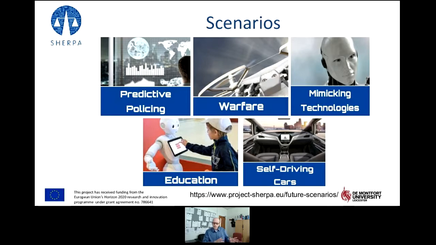The case studies focused on currently existing technologies, but we also want to look a bit into the future, which is why we've started to develop a set of scenarios. We're working on 5 different scenarios, and you see the topics of the scenarios here. So we're looking at predictive policing, warfare, mimicking technologies, what we also call deep fakes. We're looking at smart information systems in future education and autonomous vehicles.